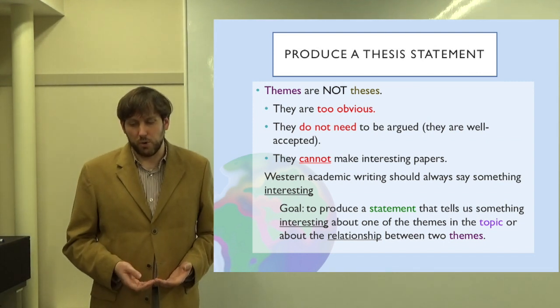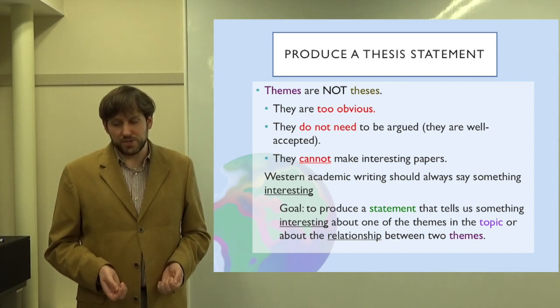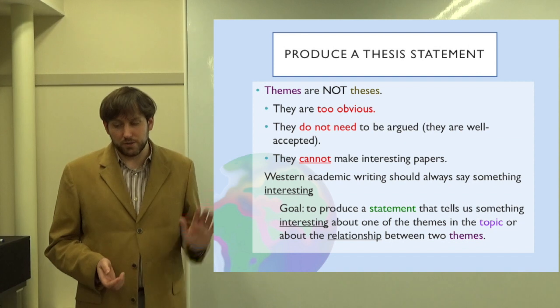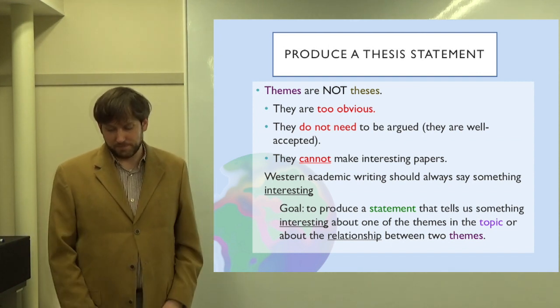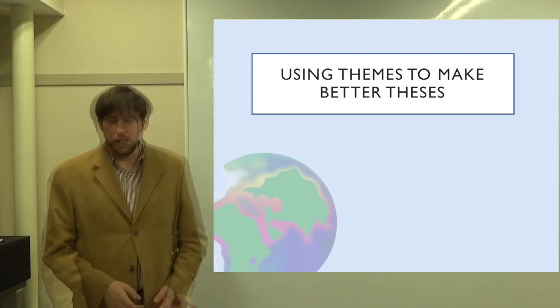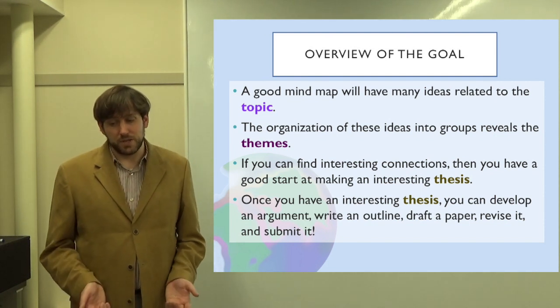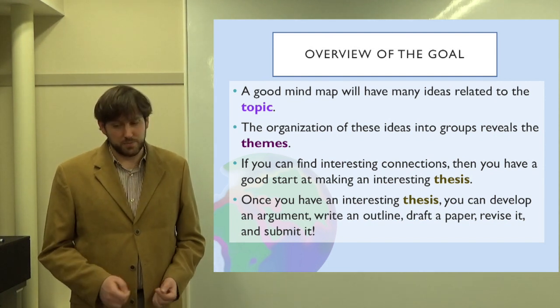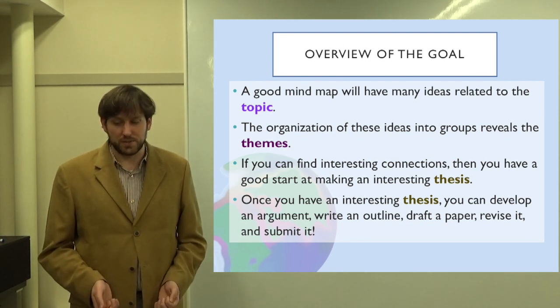Western academic writing always has the goal of saying something interesting. The goal is to produce a statement that tells us something interesting about one of the themes, or about the relationship between multiple themes. So we want to look at how to use themes to make better theses. A good mind map will have many ideas related to the topic. The organization of these ideas into groups reveals the themes. If you can find interesting connections, you have a good start in making an interesting thesis.